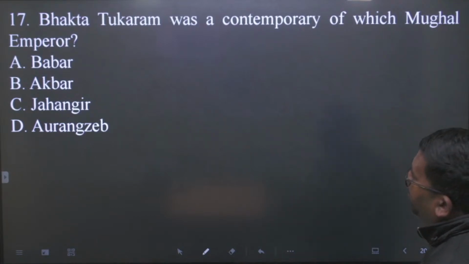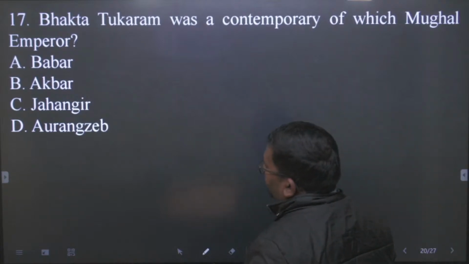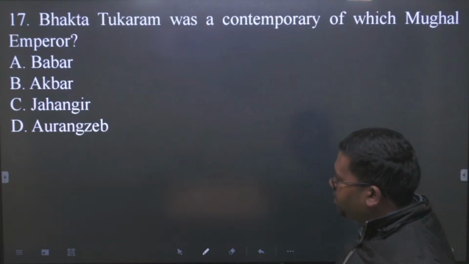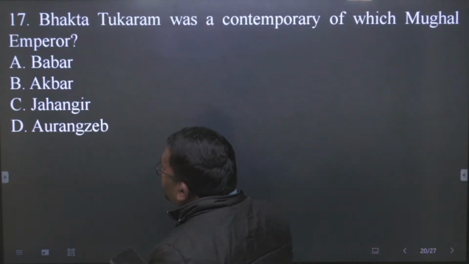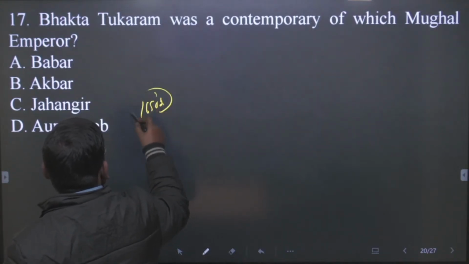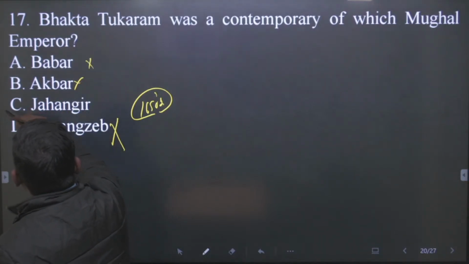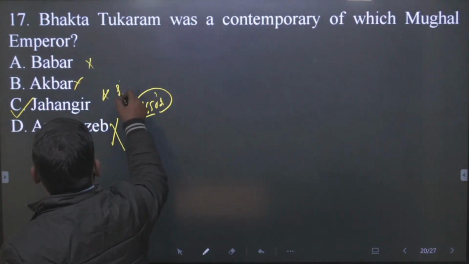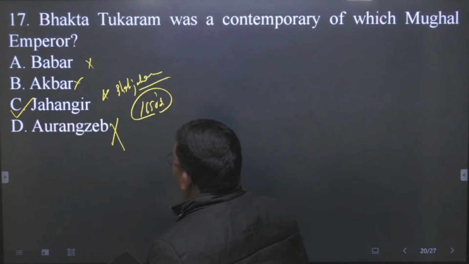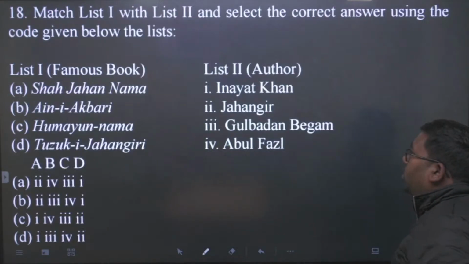Then Bhat Tukaram was a contemporary of which Mughal emperor? He is the one who played a very important role in the rise of Marathi nationalism. So he was basically in the time of Shah Jahan. Of course he died by 1650, so Aurangzeb won't be the answer. Not Akbar. Jahangir and Shah Jahan will be the answer of this question. Okay, Jahangir will be the answer. Bhat Tukaram.